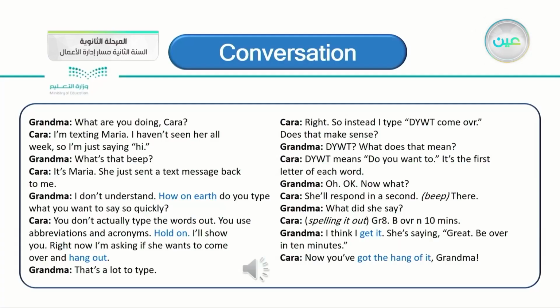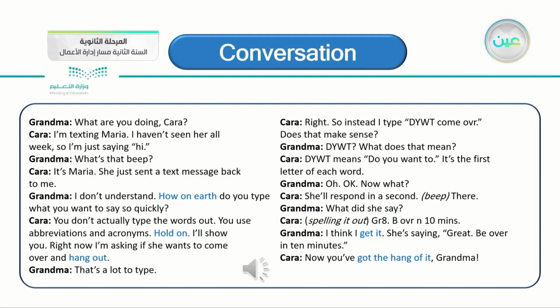Let's listen. Grandma, what are you doing, Kara? Kara, I'm texting Maria. I haven't seen her all week, so I'm just saying hi. Grandma, what's that beep? Kara, it's Maria. She just sent a text message back to me. Grandma, I don't understand. How on earth do you type what you want to say so quickly? Kara, you don't actually type the words out. You use abbreviations and acronyms. Hold on, I'll show you. Right now, I'm asking if she wants to come over and hang out. Grandma, that's a lot to type.